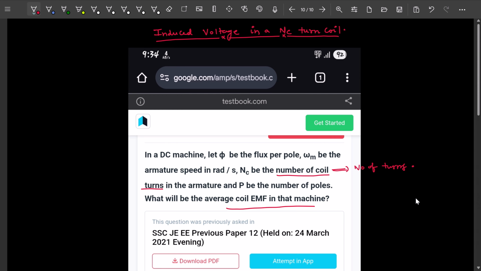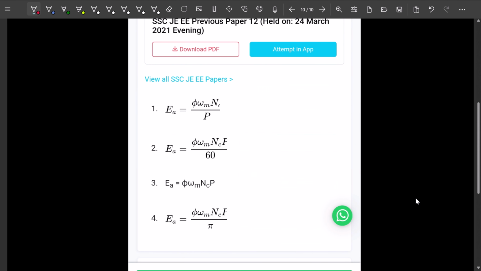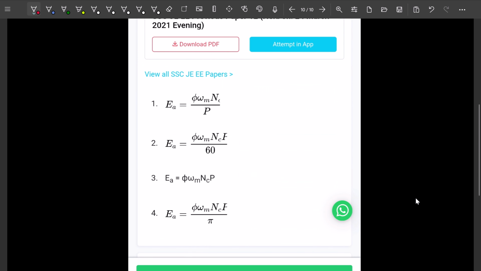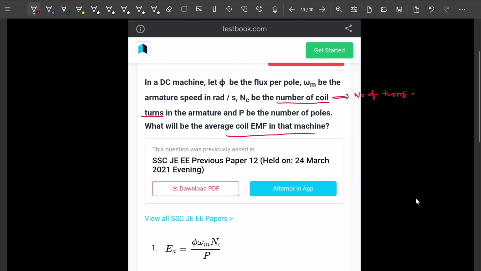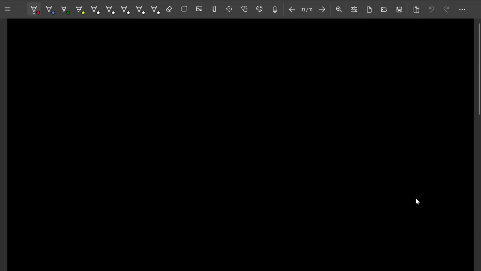And here they have given four options, and one option is correct. How to get this option, and how to solve such kinds of questions, we will see. First, whatever is given, we have to keep it in a diagram.